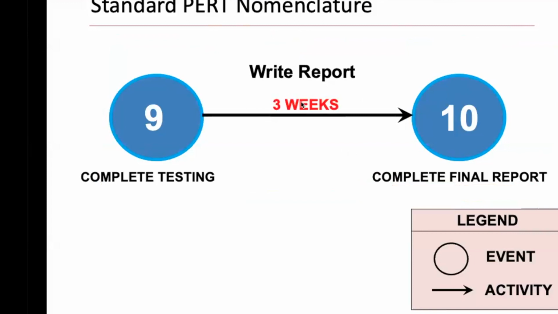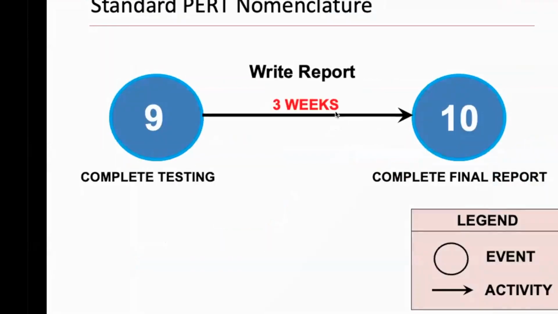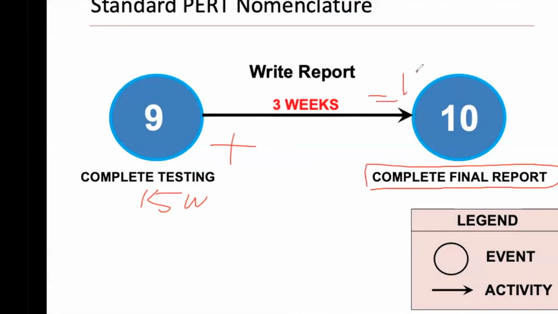Let's say this takes 3 weeks. It takes 3 weeks for me to write the report. Let's say I want to annotate here: this is the 15th week of our project, whatever we are doing, and testing is done in the 15th week. When can I probably complete my final report? In 3 weeks, right? In the 18th week of the project, the final report will be completed.